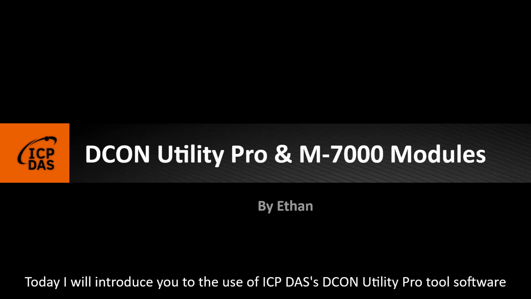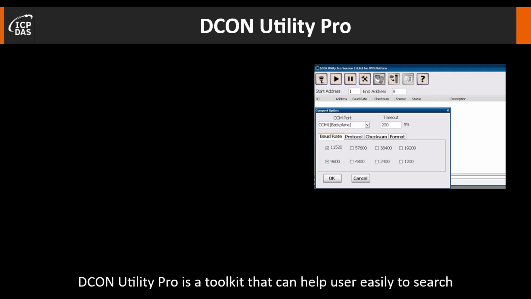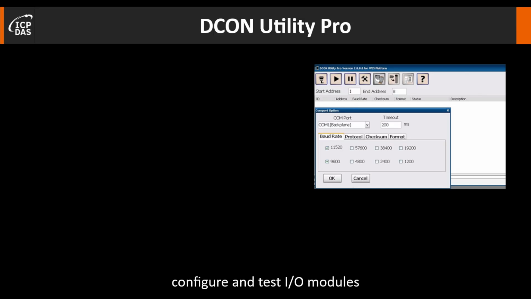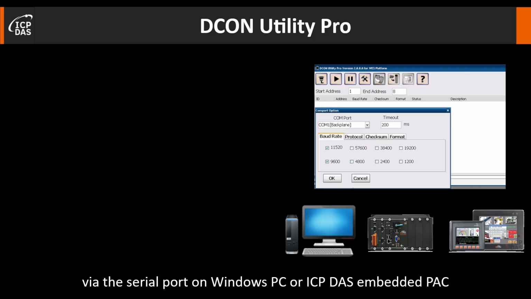Today I will introduce you to the use of ICP-DOS's DCON Utility Pro tool software, to demonstrate several special features of ICP-DOS RS-485 I/O modules. DCON Utility Pro is a toolkit that can help users easily search, configure and test I/O modules via the serial port on a Windows PC or ICP-DOS embedded PAC.